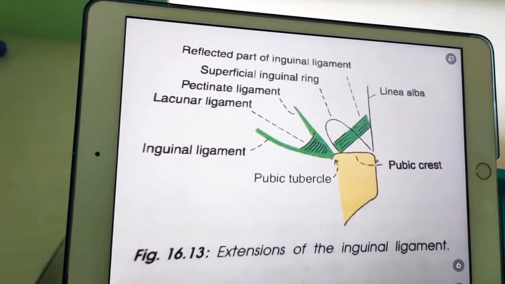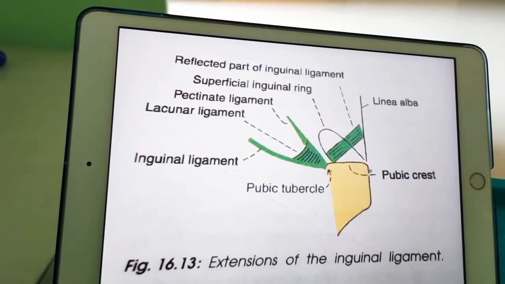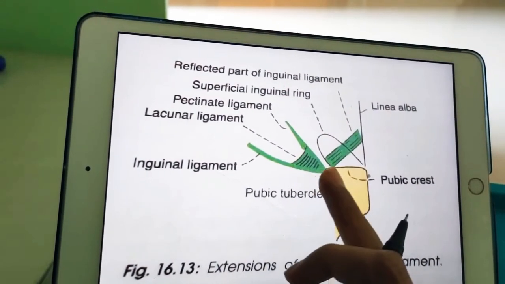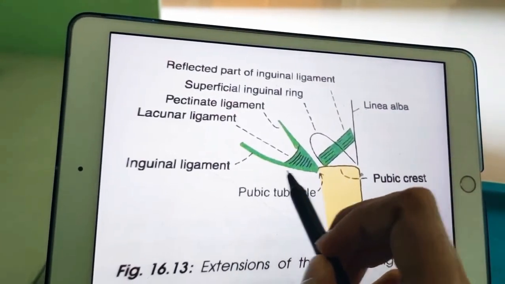In the next diagram, we'll discuss the inguinal ligament. The inguinal ligament is mainly formed by the lower border of external oblique. You can see here clearly, this is called the inguinal ligament.